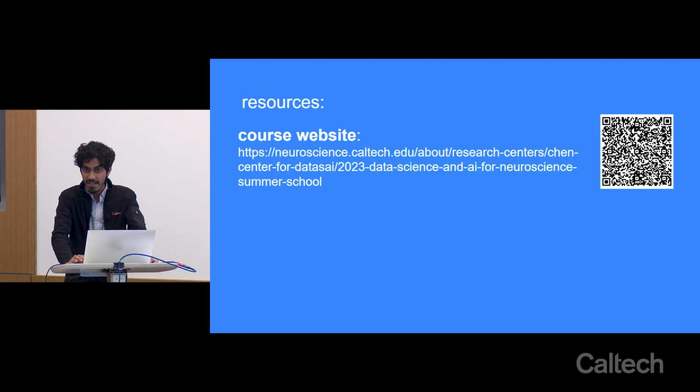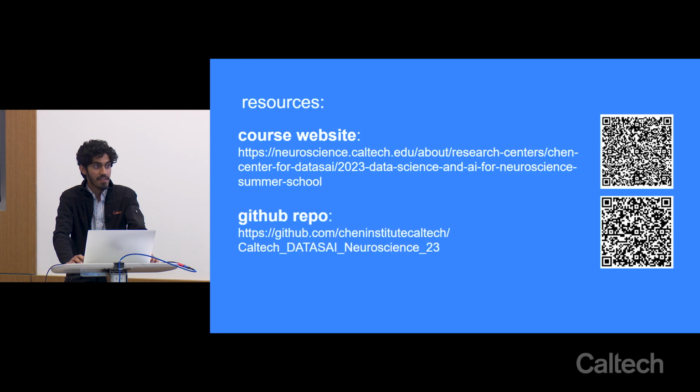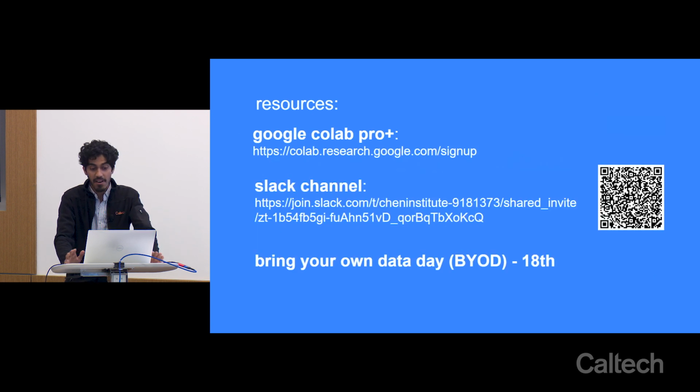We have a course website. This has day-to-day schedules and topics and content for each different day. We have a GitHub repo that, if you haven't opened it, please check it out. You'll certainly be using it today. We have a persistent GitHub repo now that we'll be using for different years. We also have other resources.